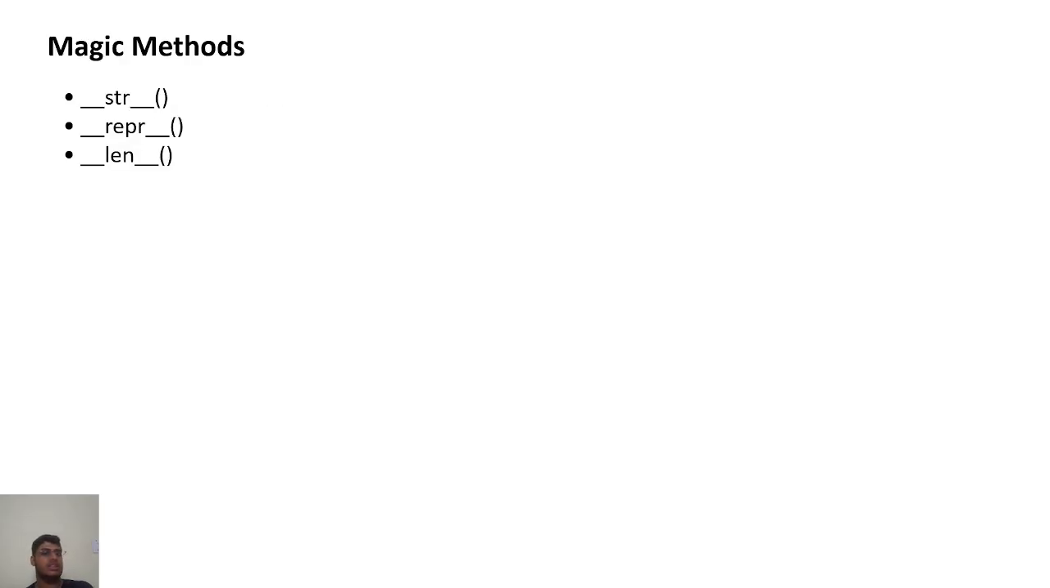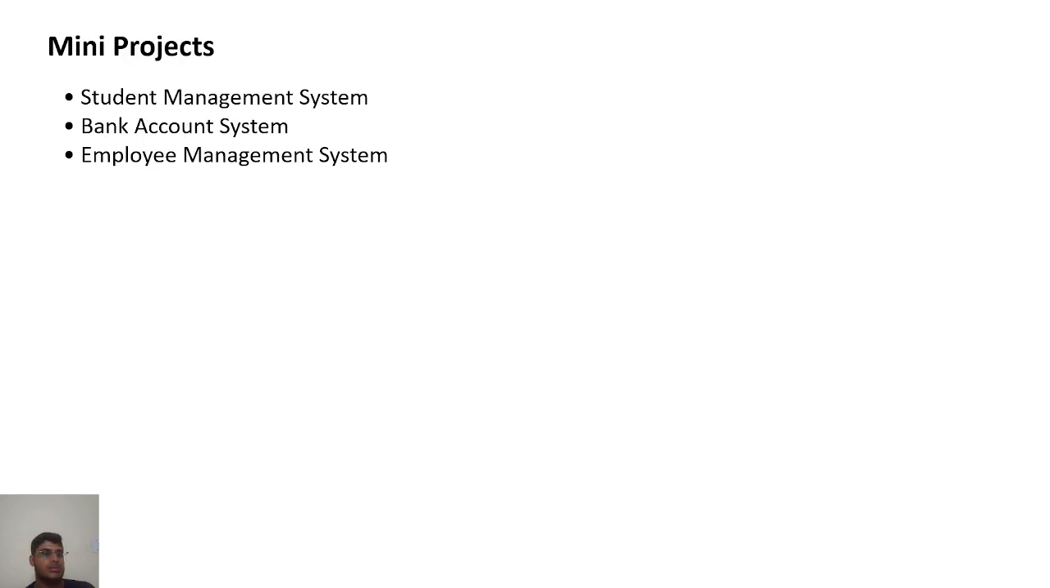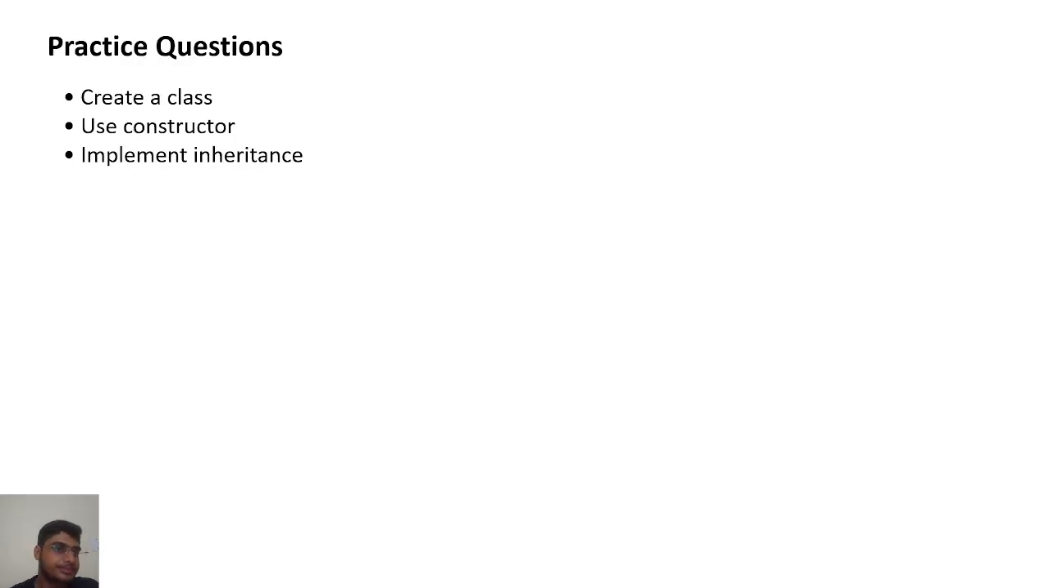Magic methods, these are __str__, __len__, or __repr__. There are some mini projects that you can make: a student management system, a bank account system, and an employee management system. These are some important questions. Create a class, use a constructor, and implement inheritance.